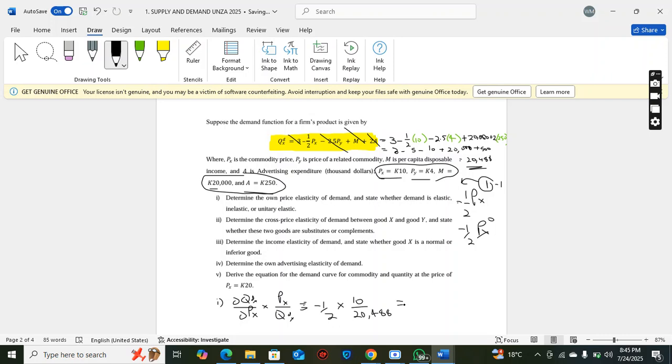So we're going to say negative 1 times 10, that is negative 10. 2 times 20,488, you get 40,976. Then you're going to say 10 divided by 40,976. You get negative 0.0002.